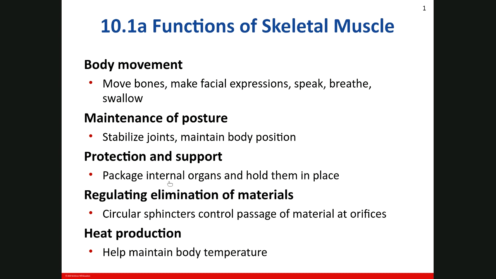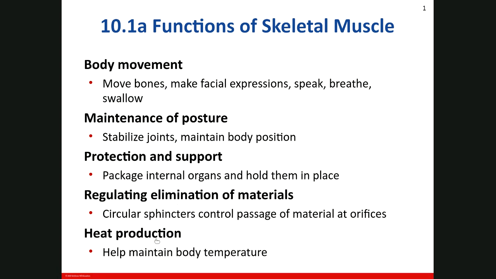They can do regulation of elimination of materials. It means that at the end of our urinary system and at the end of our digestive system, we have some orifices. You know that at the end of the digestive system, we have the anus, and at the end of the urinary system, we have the external opening of our urethra. All of these openings should be protected by the skeletal muscle. So you can do voluntary elimination.